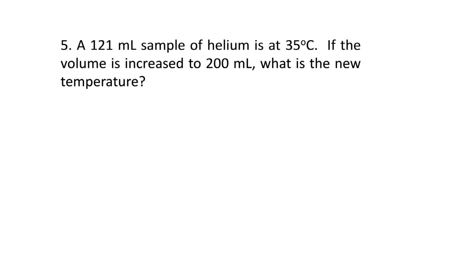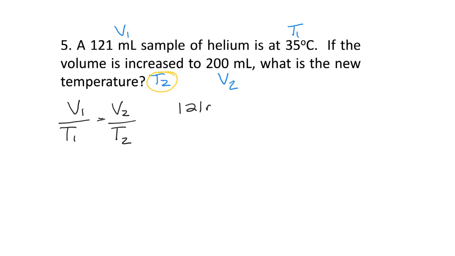Okay, so number 5, a 121 milliliter sample of helium gas is at 35 degrees Celsius. So we have a volume and a temperature. If the volume is increased to 200 milliliters, we have another volume. So I can go ahead and put the 1, and 2, and we're looking for T2. Okay, now the equation is V1 over T1 equals V2 over T2. So V1 is 121 milliliters. Our T1. Now I'm giving it to you in Celsius. It needs to be converted to Kelvin. Because remember the gas laws, you can never, ever, ever use Celsius.